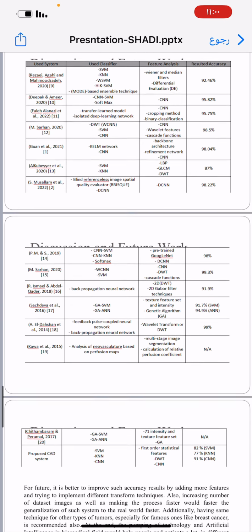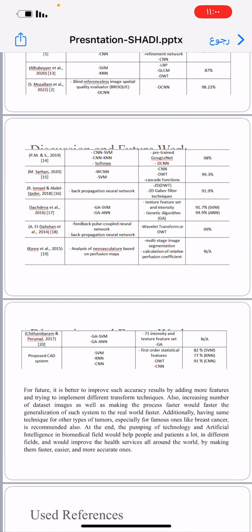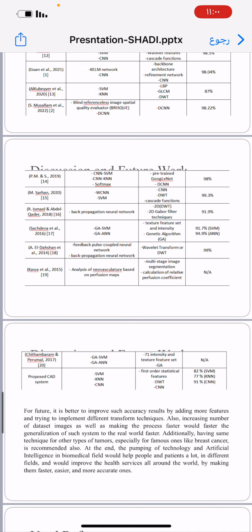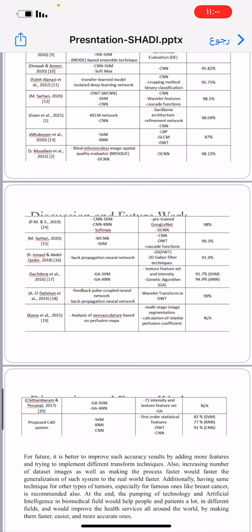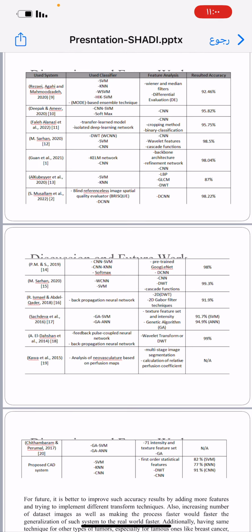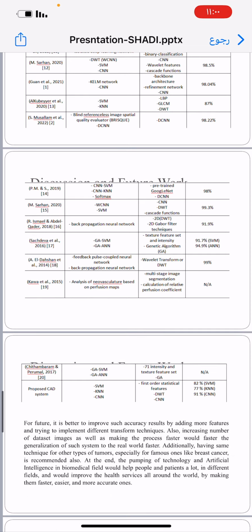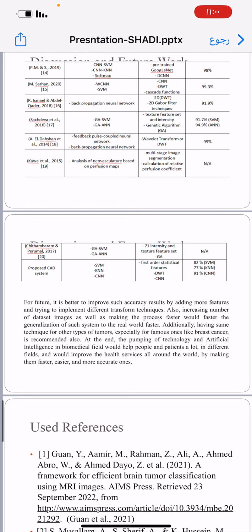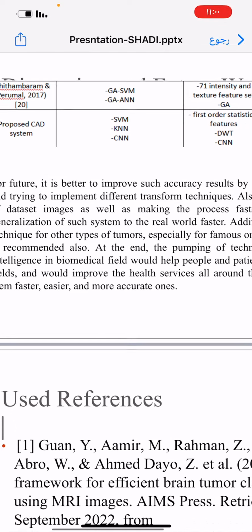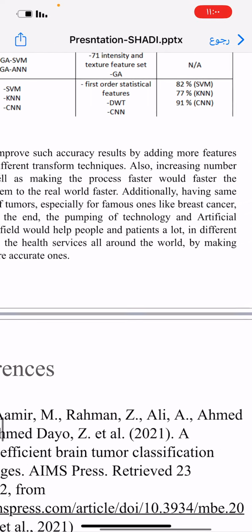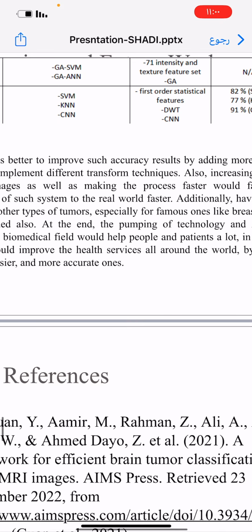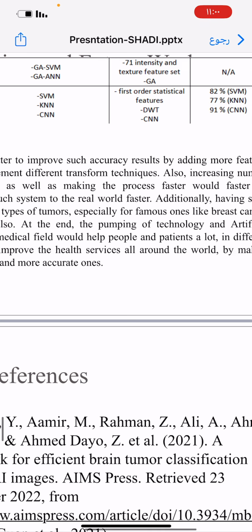This is a simple comparison, as a discussion point, with the previous works done in that area, in numbers of course. Some of them have reached numbers higher than ours. However, the data set and the technique used control this point. For the future, it's better to improve the accuracy by adding more features and trying to implement different transform techniques. We used DWT, so if research is done on other techniques, it might be useful.